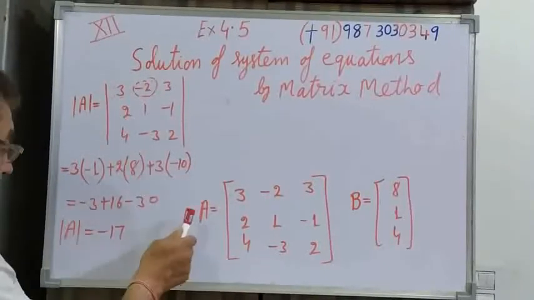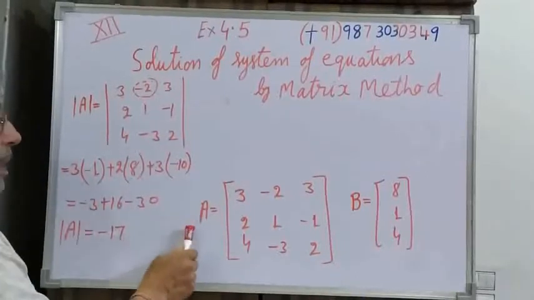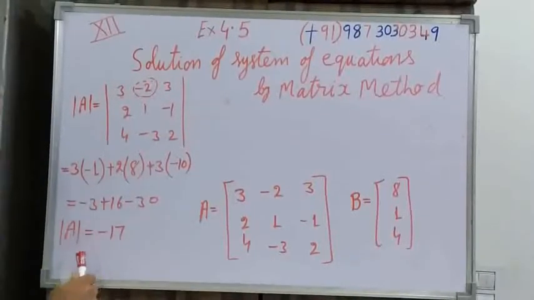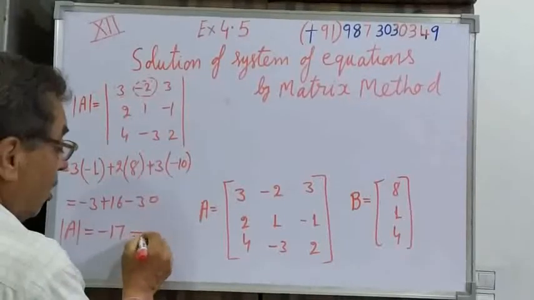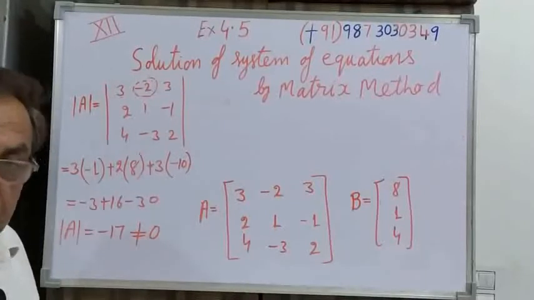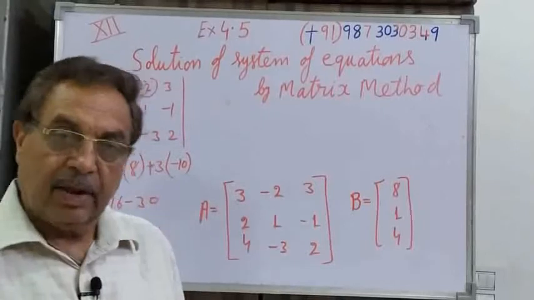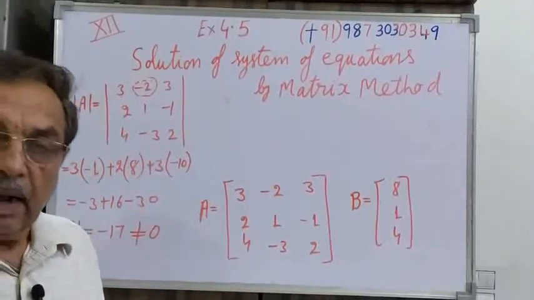So the value of the matrix A, when taken as a determinant, comes to be minus 17, which is not equal to 0. So when the determinant is not equal to 0, that means the solution of the equations exists. The solution of the equations exists.